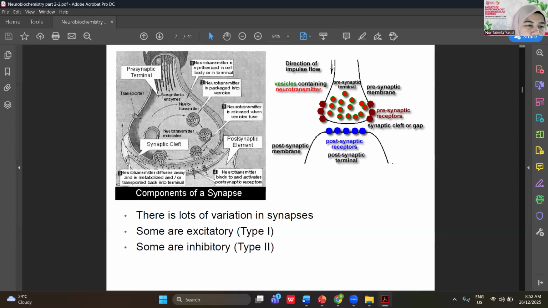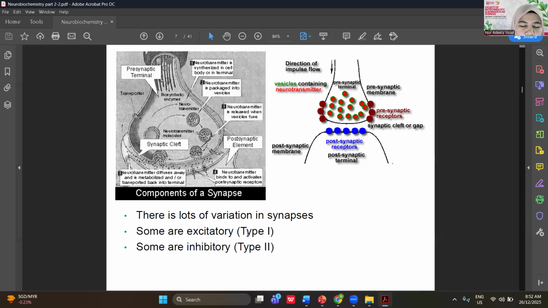So what is the process for the neurotransmitter? The neurotransmitter is synthesized in the presynaptic neuron. They are packaged into vesicles and released into the synaptic cleft when the vesicle fuses with the presynaptic membrane. Neurotransmitters then bind to the receptor of the postsynaptic membrane, which activates the postsynaptic membrane. The excess neurotransmitter is either metabolized, transported back into the presynaptic terminal, or diffuses away.